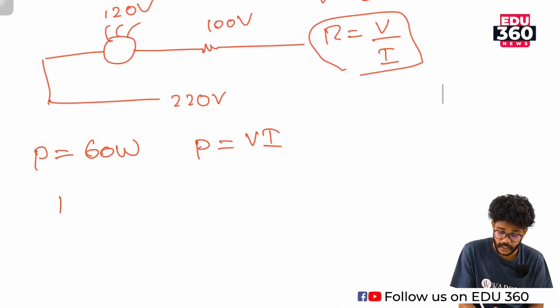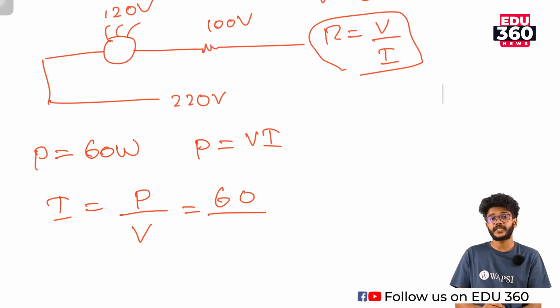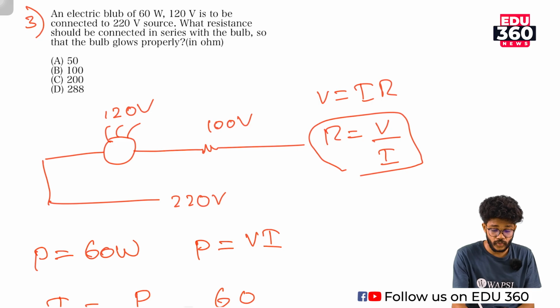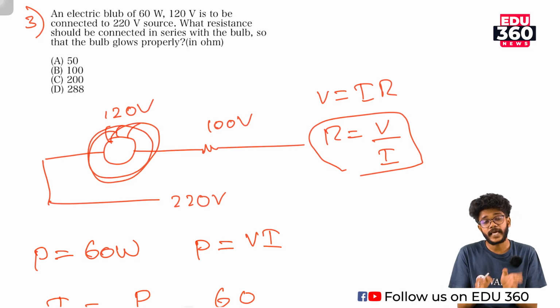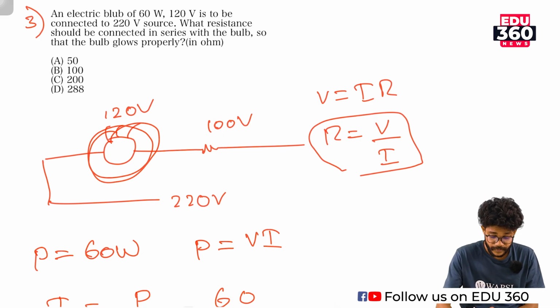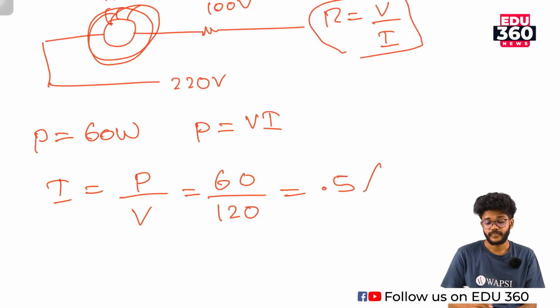So from this equation, I is equal to P by V. Power is 60 and what is voltage? Voltage of the bulb. Don't take the voltage of the resistance. Actually we are calculating the current through the bulb. The same amount of current is actually passing through the resistor. So we want to calculate the value of current by using the properties of bulb. So the power is 60 watt divided by voltage 120, which is 0.5 ampere. That means 500 milliampere or 0.5 ampere.